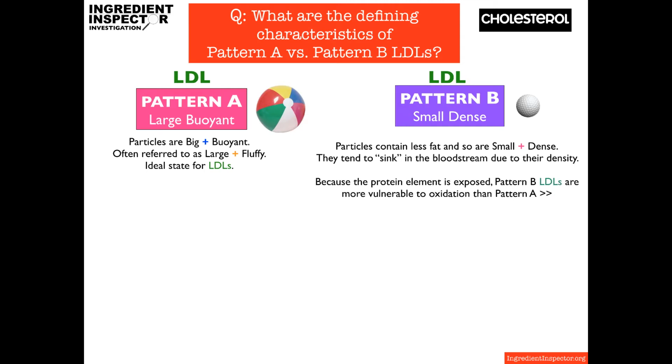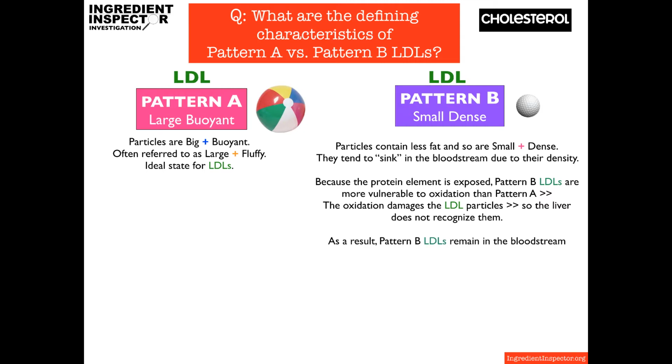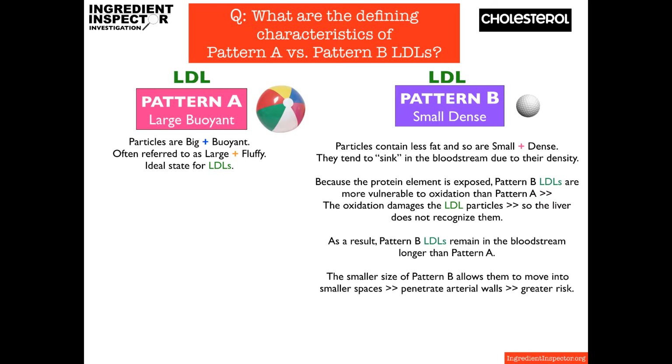Because the protein element is exposed, Pattern B LDLs are more vulnerable to oxidation than Pattern A. The oxidation damages the LDL particles, so the liver does not recognize them. And as a result, we know what this means. Pattern B LDLs remain in the bloodstream longer than Pattern A. The smaller size of Pattern B also allows them to move into smaller spaces, to penetrate arterial walls, and this of course poses a greater risk.